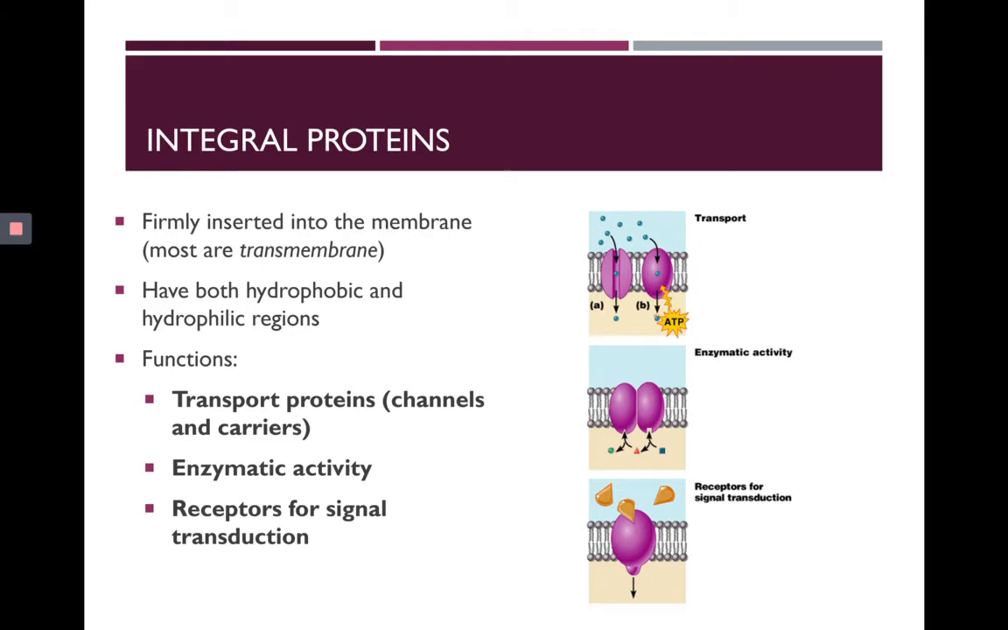There's different types of integral proteins, some that transport, some that act as enzymes, and others that are still going to be receptors. Receptors for signal transduction function really well with amino acid hormones of the endocrine system. There's still also going to be parts of those hormone systems that need enzymes. And then transport proteins are the ones we'll focus the most on, and there can be channels and carriers that act as transport vessels.